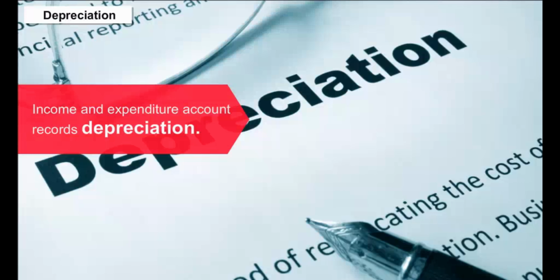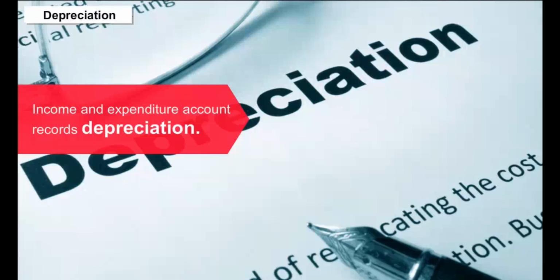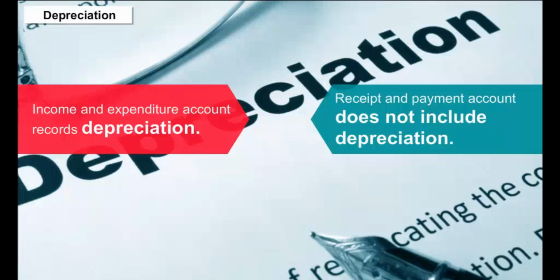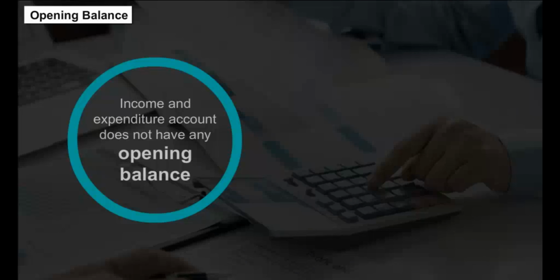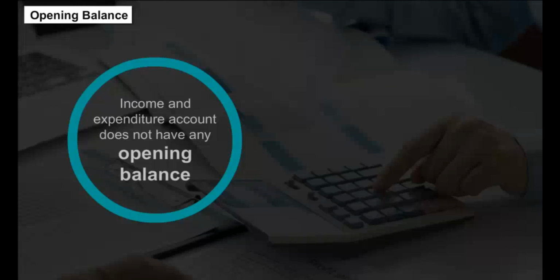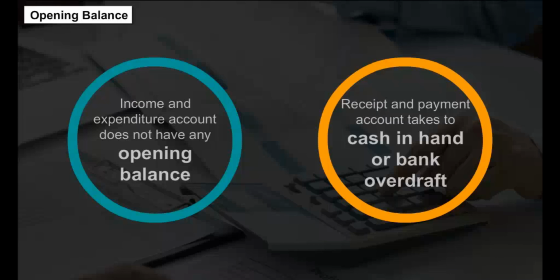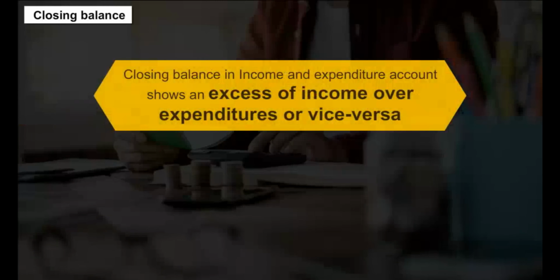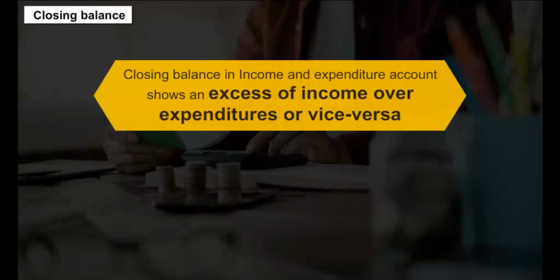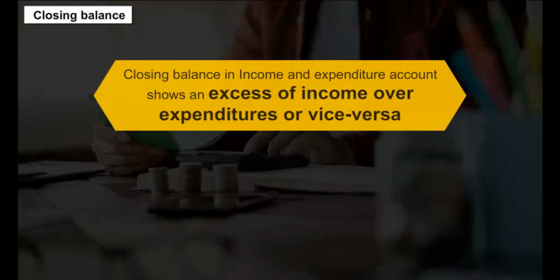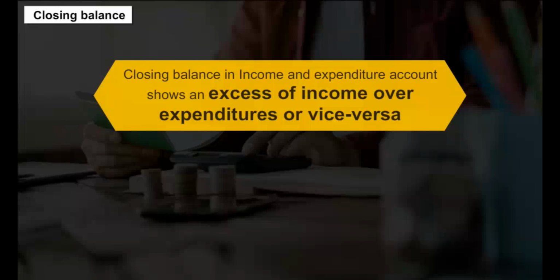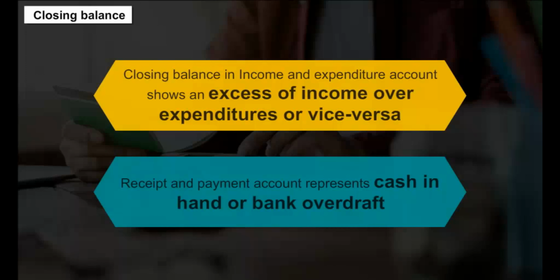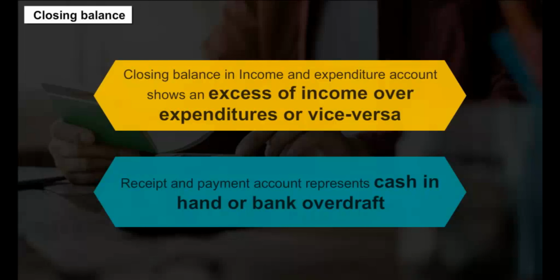Depreciation. Income and expenditure account records depreciation, whereas receipt and payment account does not include depreciation. Opening balance. Income and expenditure account does not have any opening balance, whereas receipt and payment account takes cash in hand or bank overdraft. Closing balance. Closing balance in the income and expenditure account shows an excess of income over expenditures or vice versa, whereas the receipt and payment account represents cash in hand or bank overdraft.